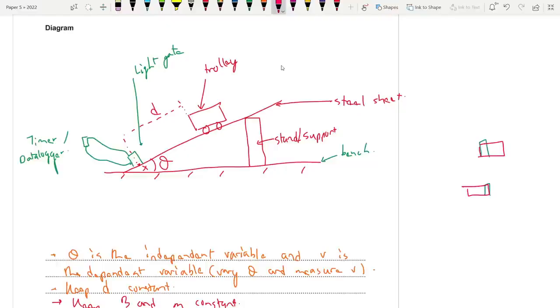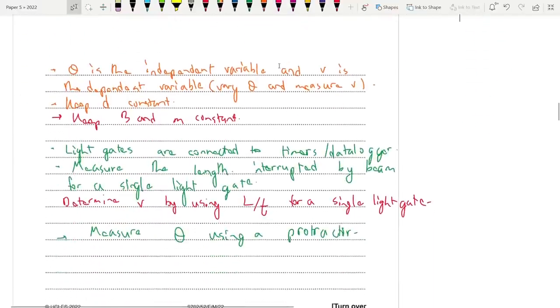So what length are they talking about? It's actually the length of the trolley, right? They're talking about this length, the pink one I drew. So how to determine v? Determine v using L by T for a single light gate. That's enough. You could also opt for 2, but this is fine. Since this is the most recent maximum, they're opting for 1.